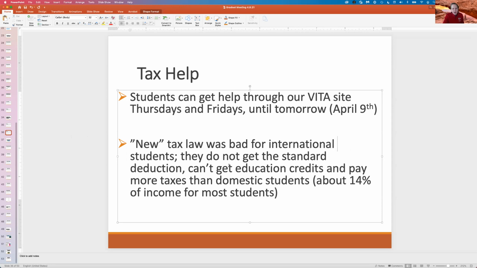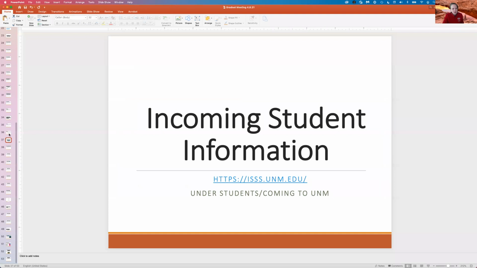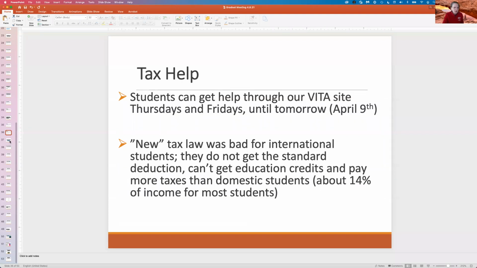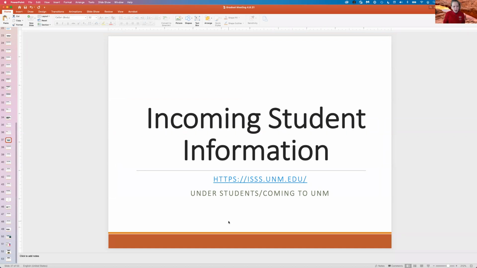If you weren't familiar, the new tax law that was passed by the Trump administration was really bad for international students. International students don't get the standard deduction. They can't count education credits, and they pay more taxes than domestic students because they pay from the first dollar unless they have a tax treaty. So about 14% of income for most of our international students. Sometimes the calculation with their W-4s is really off and they end up owing money. Sometimes it's spot on. Usually for graduate students, it seems to be okay. For undergraduates and hourly jobs, we're finding that people are owing a lot of money this year, which is a sad thing for the students because a lot of times they don't have any surplus money to be dealing with that.